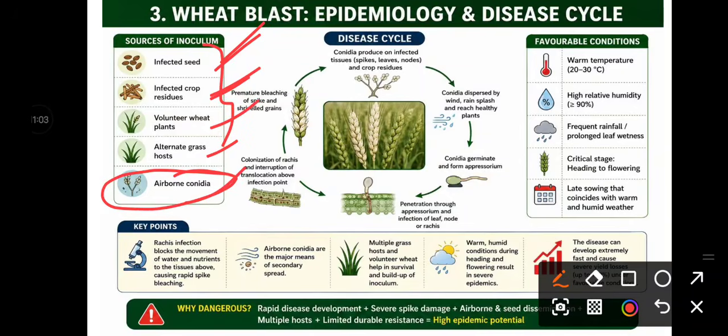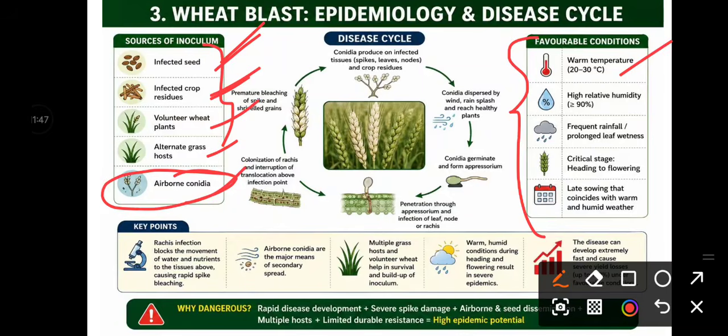Then about the favorable conditions, I have already told, warm and humid weather is necessary for the development of an epidemic of wheat blast. So the temperature favorable for this disease is 20 to 30 degrees Celsius, relative humidity more than 90%. Then prolonged rainfall or prolonged leaf wetness is necessary. Then critical stages, heading to flowering, because it affects the rachis and ultimately affects the grains. Okay, so heading to flowering stage is very critical, and late sowing coinciding with warm and humid weather is also favorable for the disease.